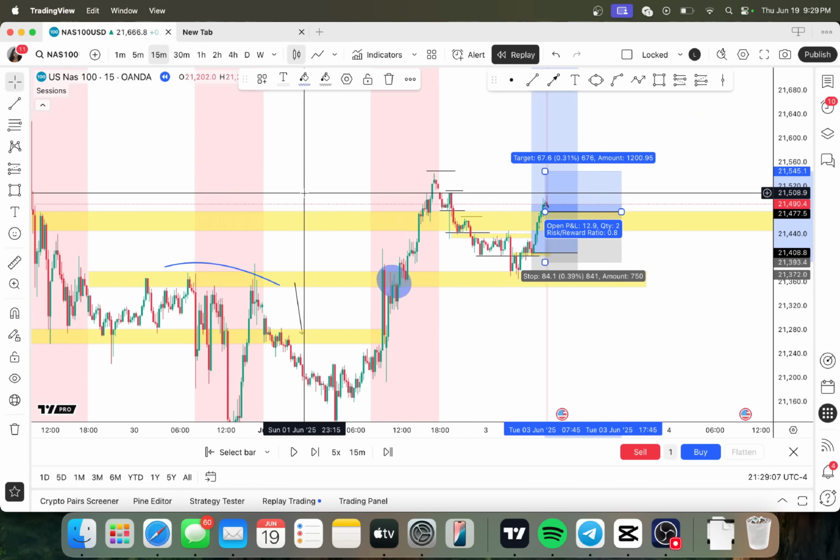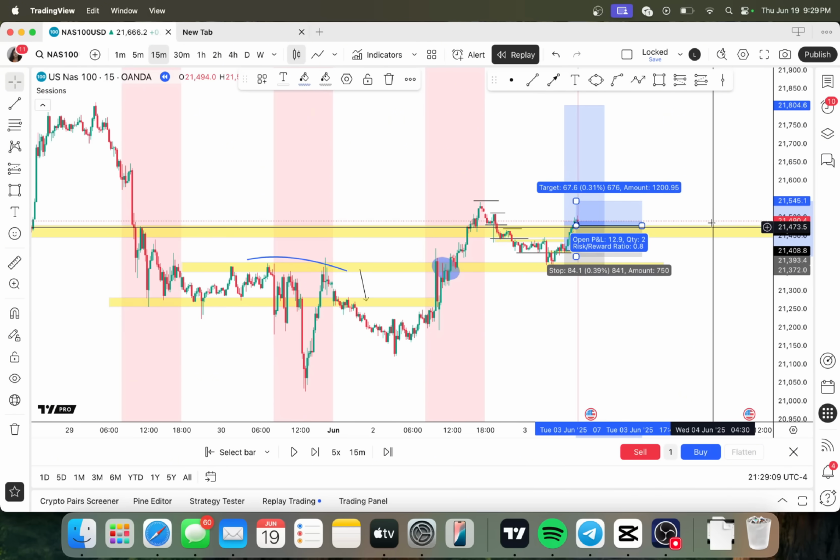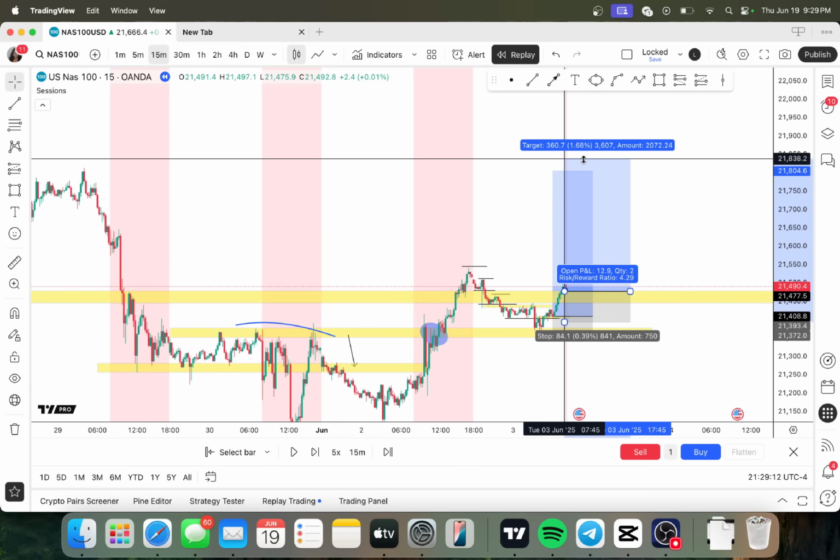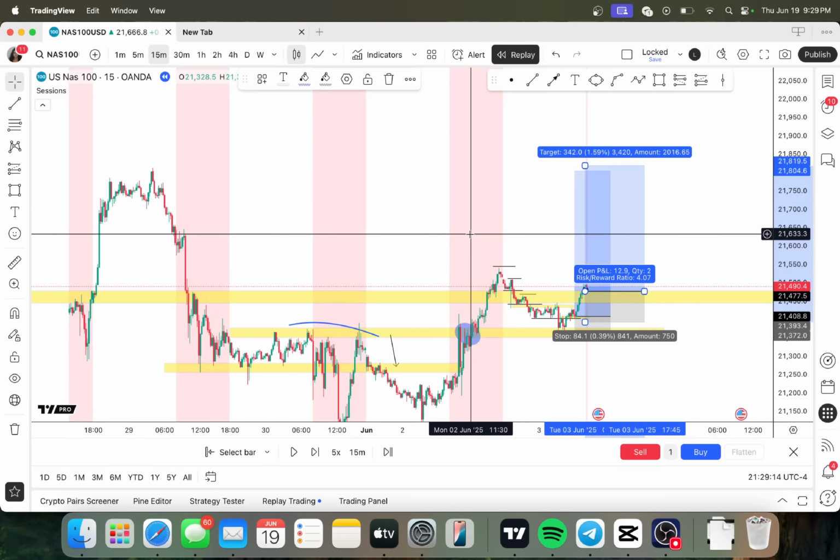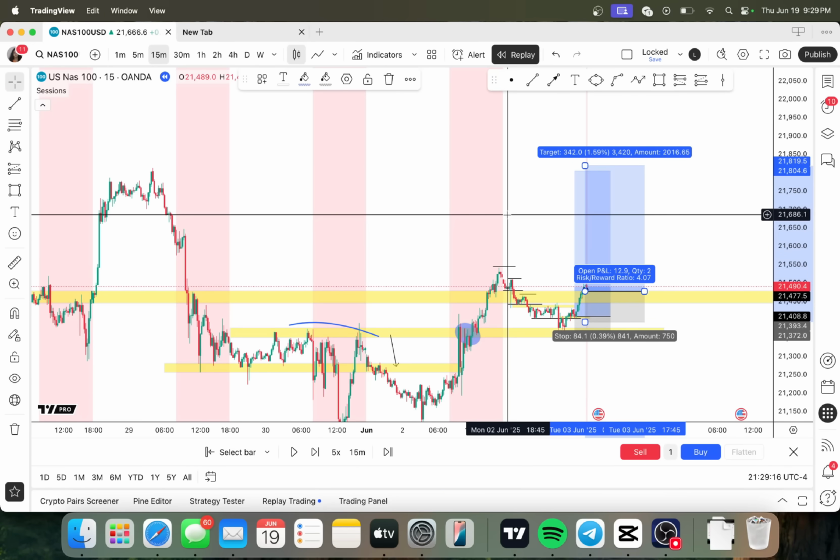But overall, you want to target that 4 hour high. So go back up and target that 4 hour high, because whenever you're buying price, you always want to take your buys to the sellers.